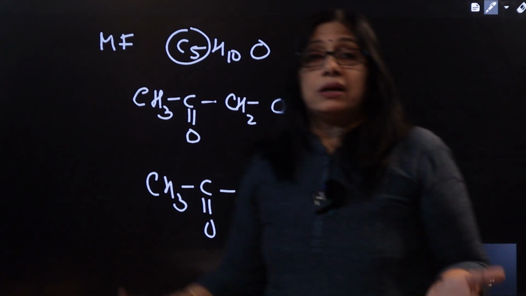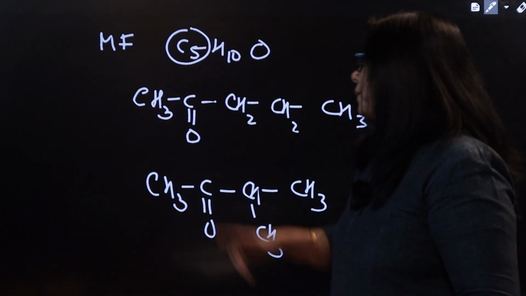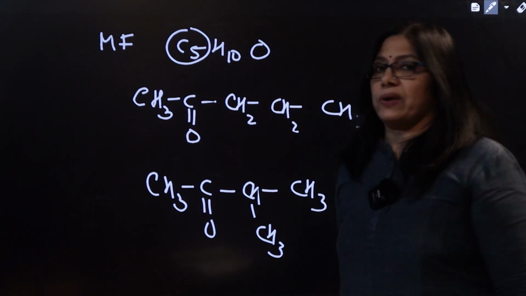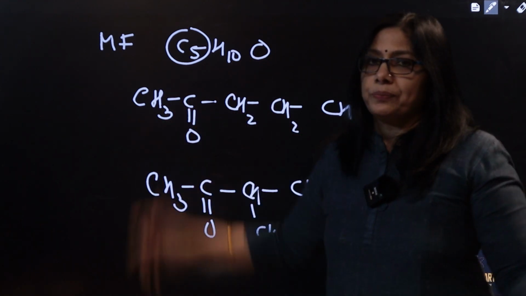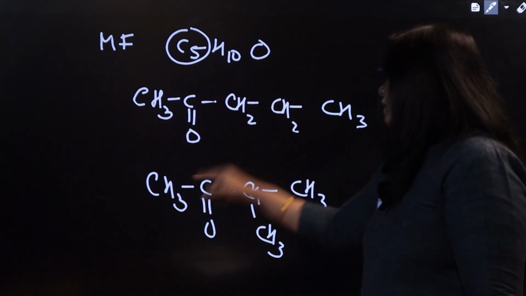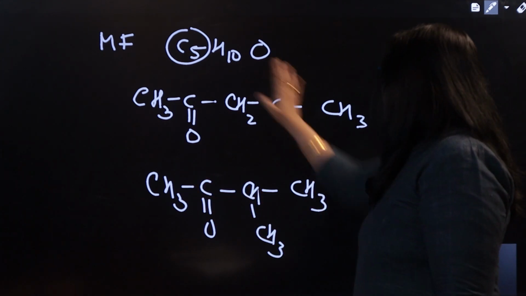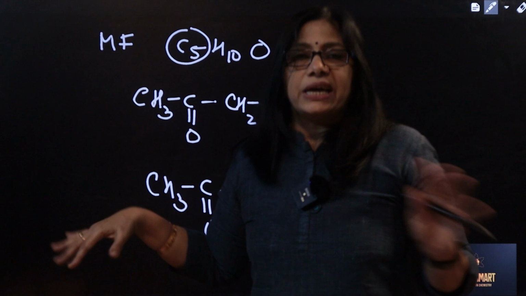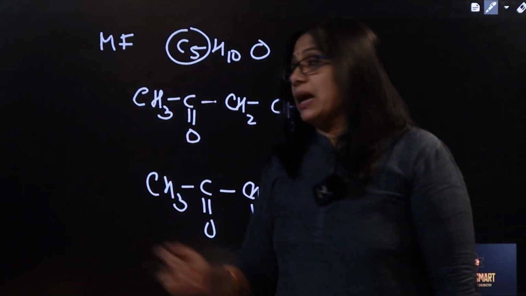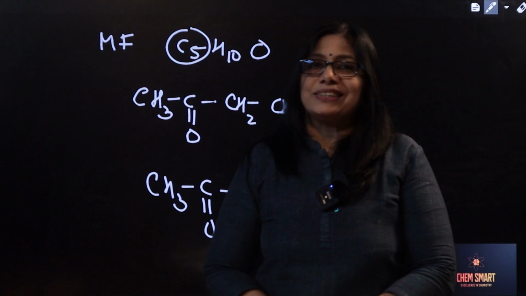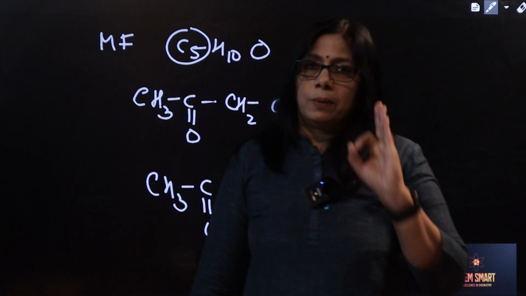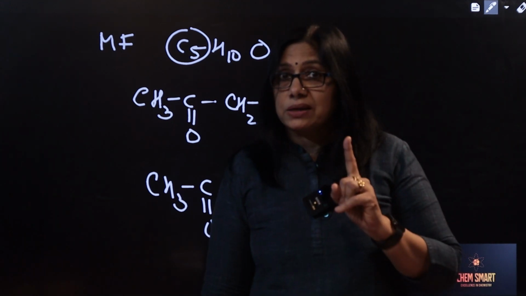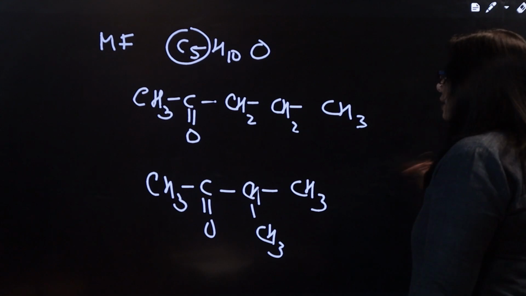Now let's see whether they are satisfying the given molecular formula. 1, 2, 3, 4, 5, C5. H: 3 plus 2, 5 plus 2, 7 plus 3, 10. O. Here also 1, 2, 3, 4, 5. 3 plus 1, 4 plus 3, 7 plus 3, 10. O. So both of them are satisfying the given molecular formula. At the same time, they have the methyl ketone group, so they will answer the iodoform test. So these 2 are the possible structures for part A. Clear? Practice.